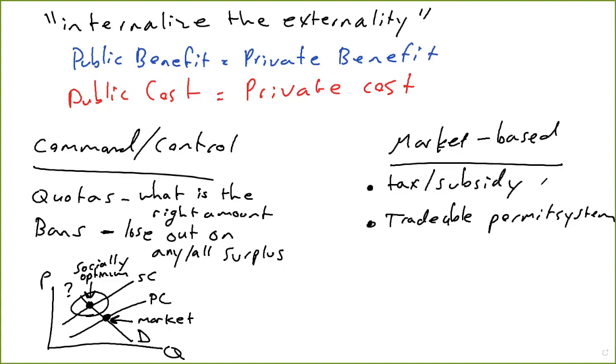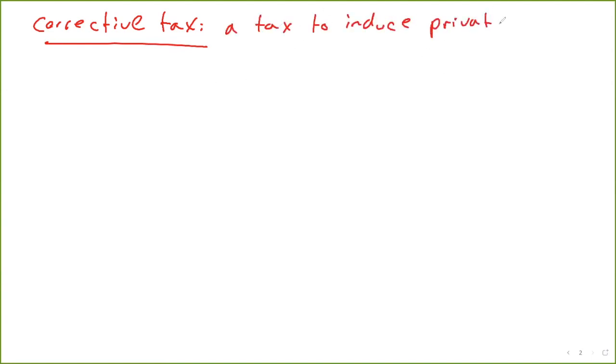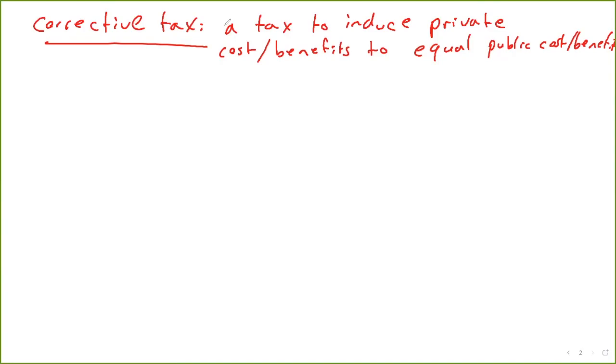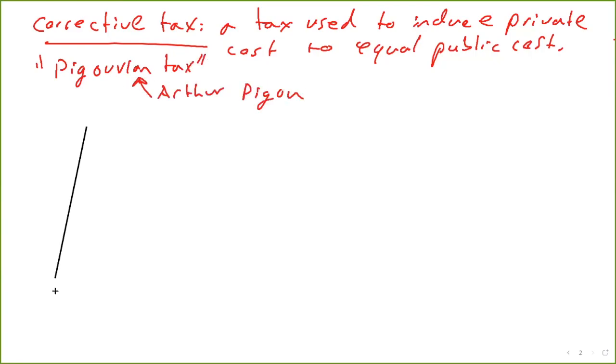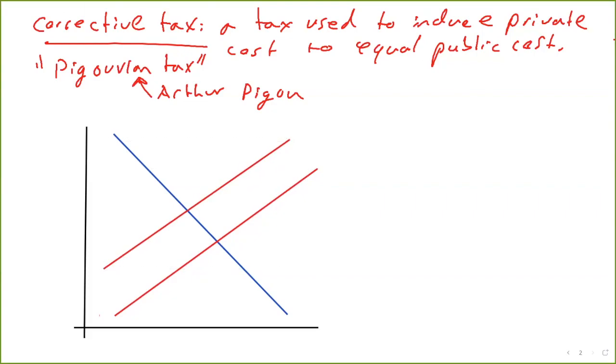So first, let's look at a corrective tax or subsidy. When you use a tax to combat market failure, you call that typically a corrective tax. And the basic idea is you're going to use the tax to induce the private cost that the individual incurs to equal the public cost. Sometimes this is called a Pigouvian tax after an economist, Arthur Pigou. So let's look at an example.